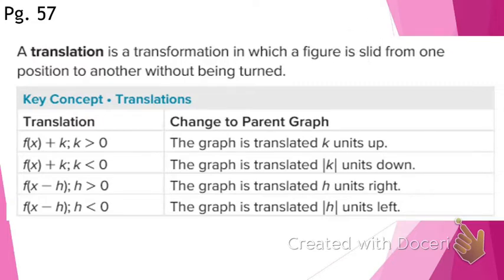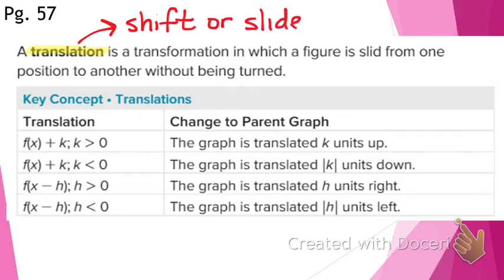So translate means that you shift or slide. There are 2 different translations you can do. The first translation is an up and down translation, and that would be your K value.